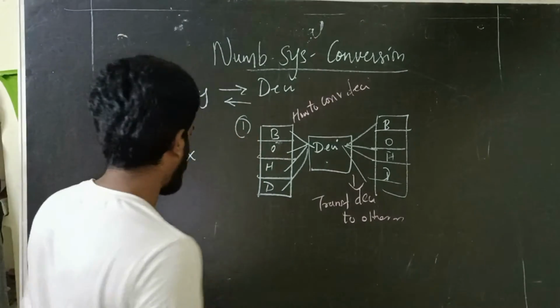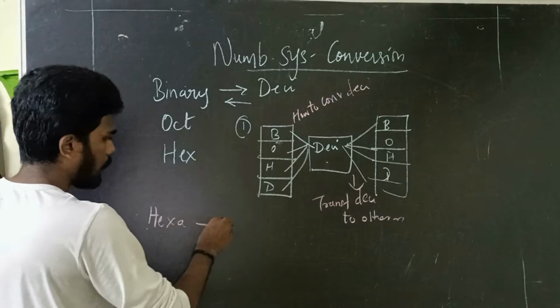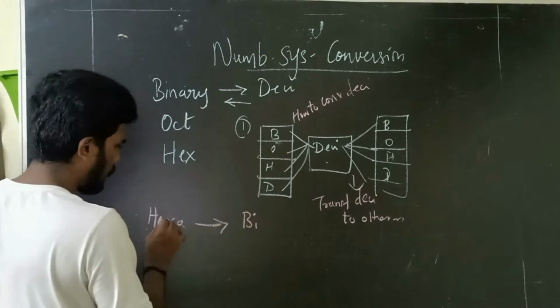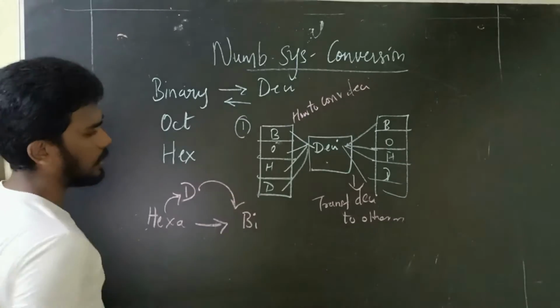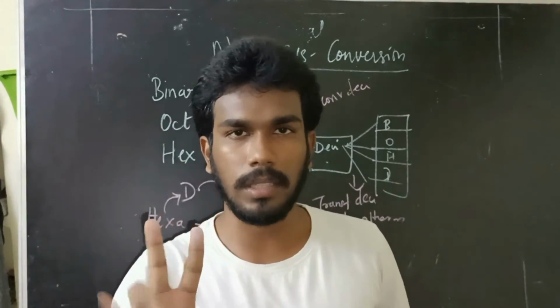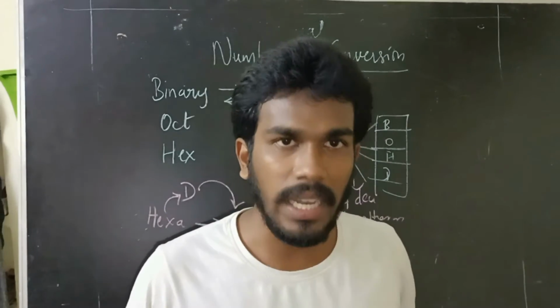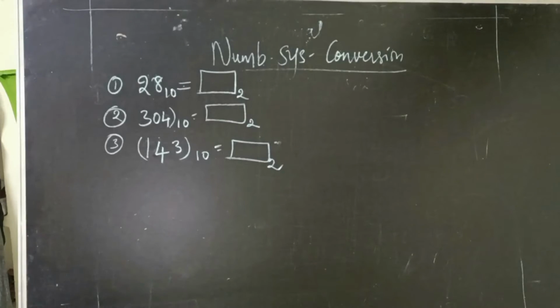Simply, if you need to convert a hexadecimal to a binary, convert the hexadecimal to a decimal, then from the decimal convert it to a binary. You don't need to remember separate logics, just two logics. If you remember that, it's more than enough to do any kind of numeric conversion. Let's go into the session.